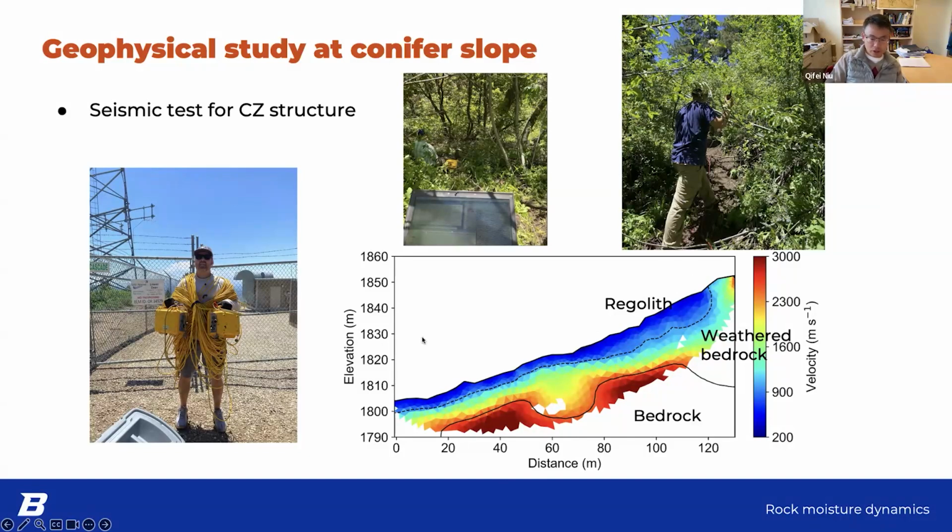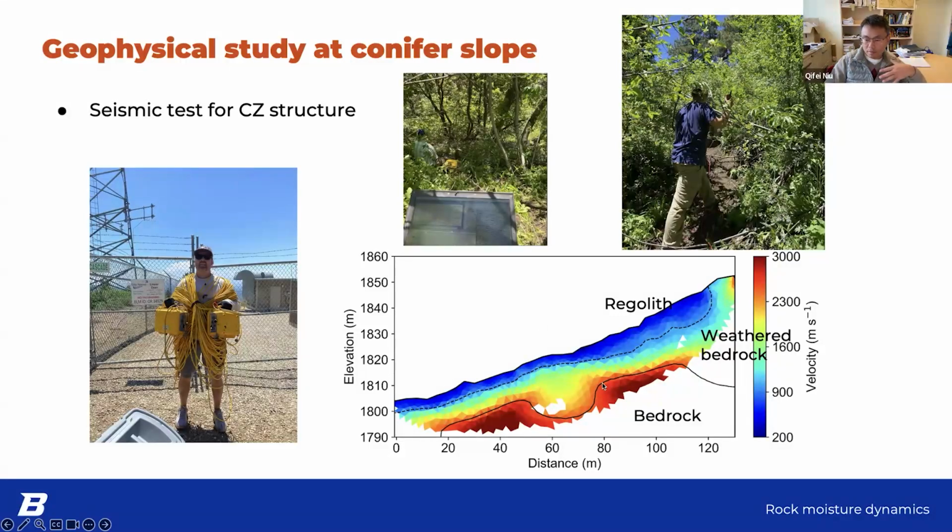So this one shows the seismic velocity model from the seismic survey. As we mentioned, soil and fresh bedrock have different velocities, and from the velocity difference we can draw a line to separate different layers. For example, the regolith layer's velocity is usually lower than 1,000 for granitic soils, and then we can draw a line here.